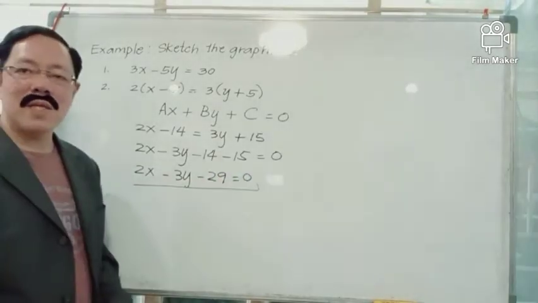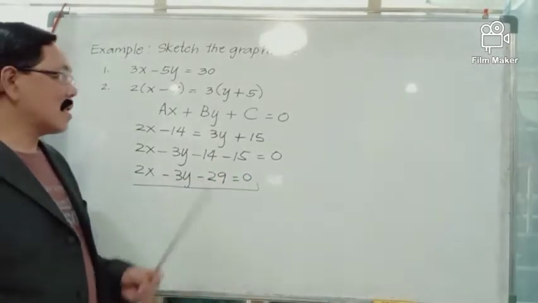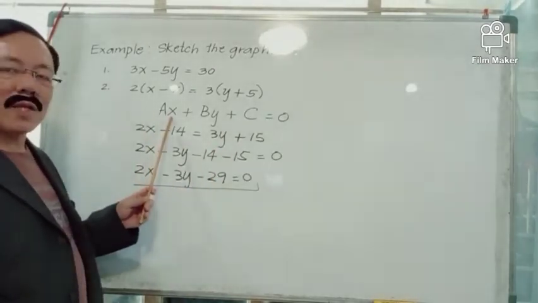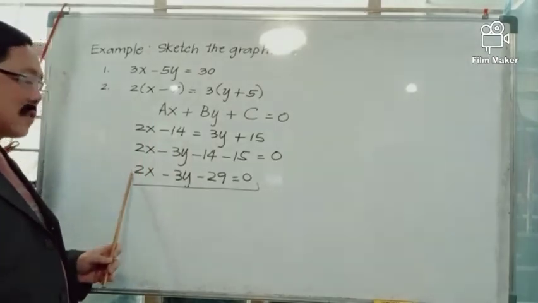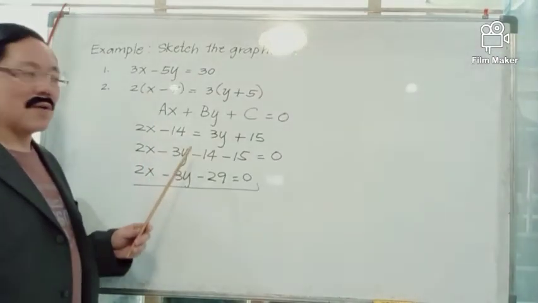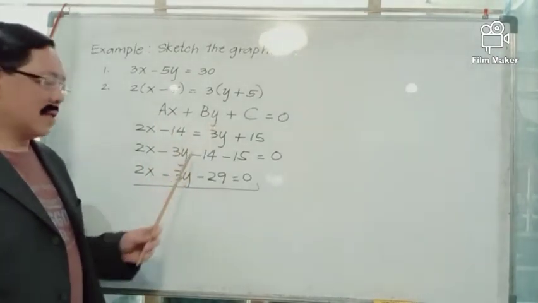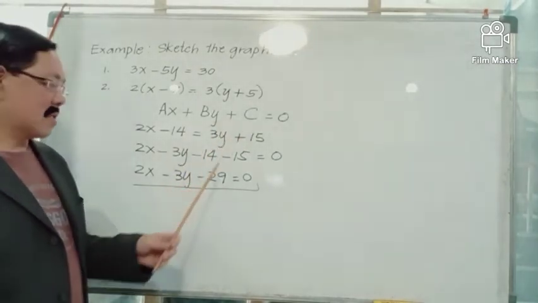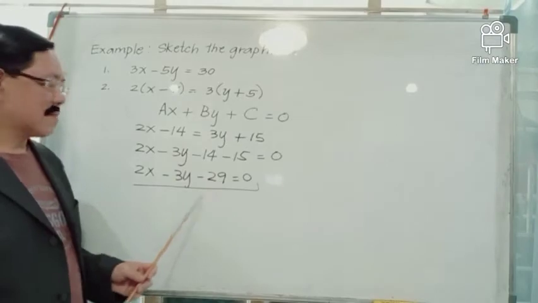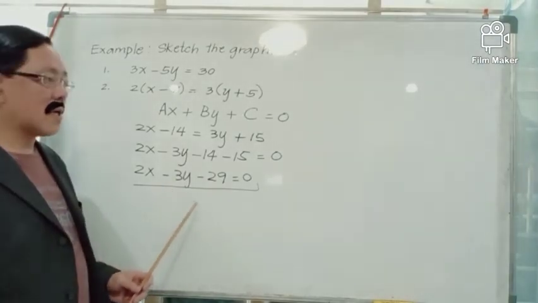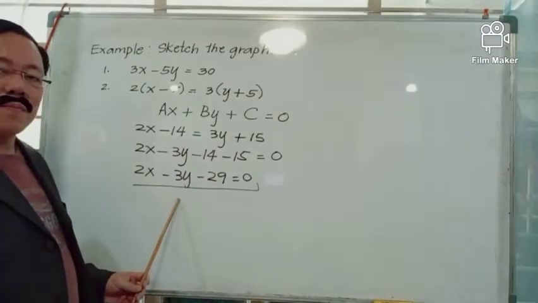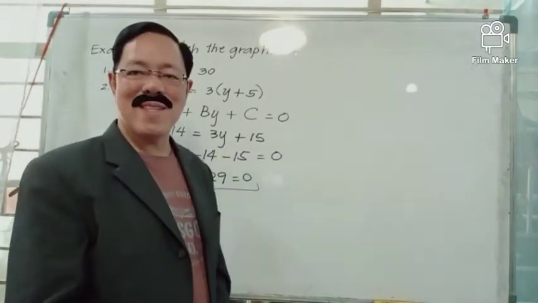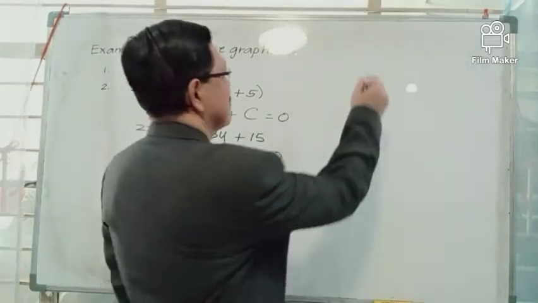This is the given linear equation in x and y in general form, where the coefficient a of x is 2 and the coefficient b of y is negative 3 and the constant term capital C is negative 29. We find the x-intercept and the y-intercept from this general form, and we sketch the graph in the Cartesian plane.